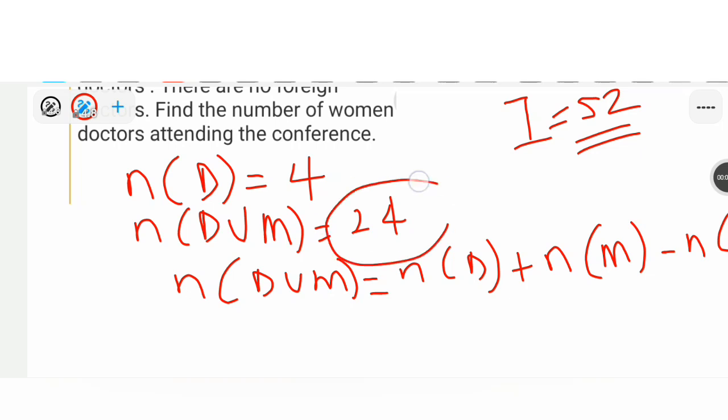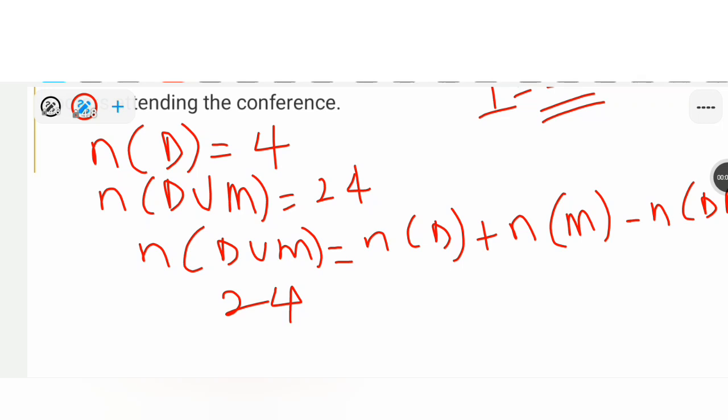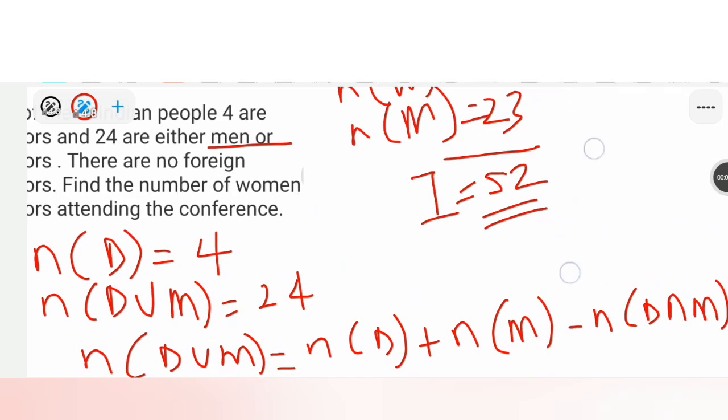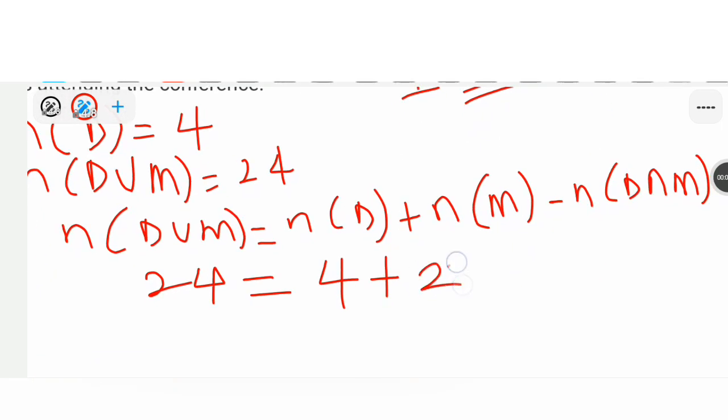What they have in common is this particular part here, but all the parts will be 24, as you can see from here, ND union M, because you are told in the question that 24 are either men or doctors. So here will be 24 equals all the doctors ND, they are 4, plus NM, all the men. Check it here, all the men are 23. So put it here, 23 minus, let's just call this X, as in you want to know the number of men that are also doctors at the same time.